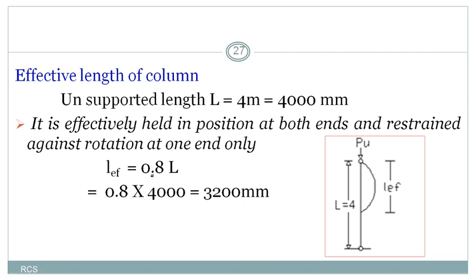69105.15. Right, now the unsupported length. We know when it is effectively held in position at one end and restrained against rotation at the other end, the effective length is 0.8 times L. This we can get according to IS 456 2000. So 0.8 into L, 4000, we get 3200 mm.